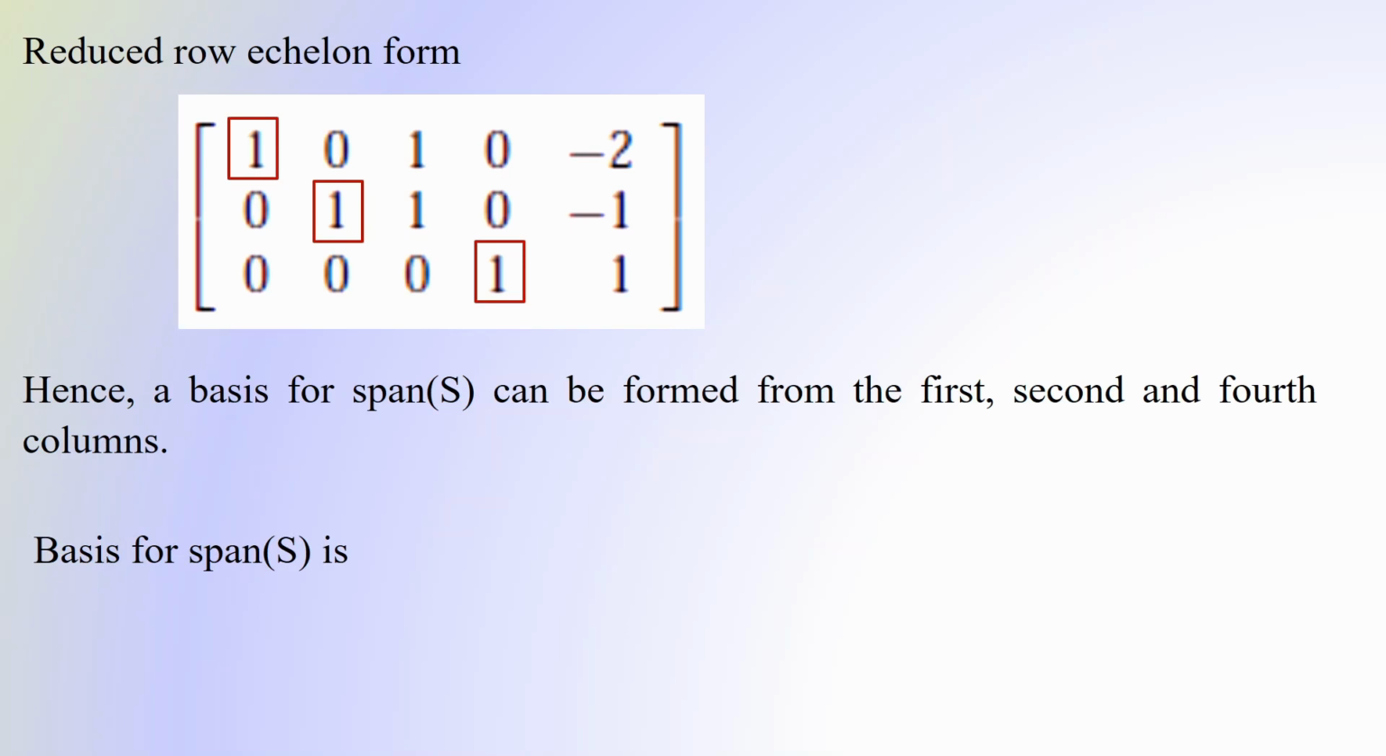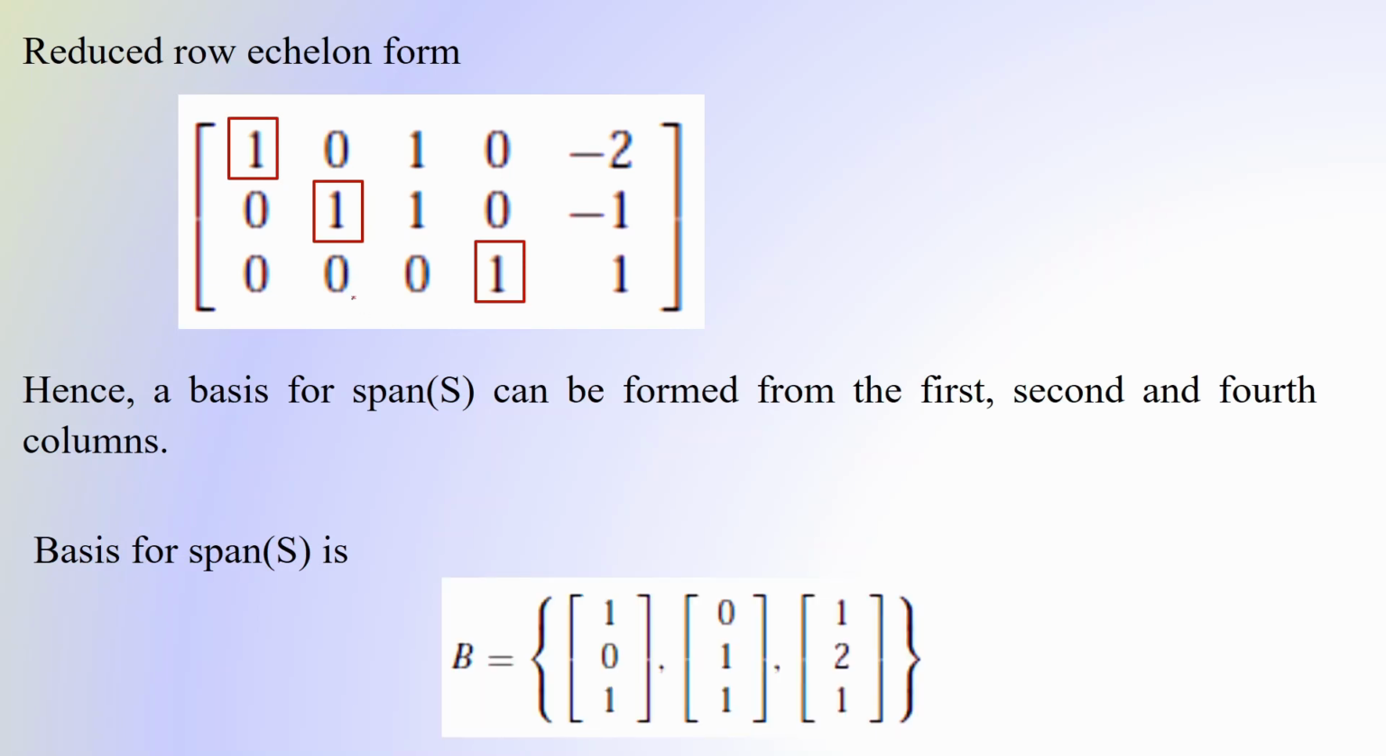The basis for span S is V1, V2, and V4. So the idea is you assemble all the vectors in a matrix as column vectors, reduce it into its row echelon form, and collect the columns which have the leading one in each row. Then they will be linearly independent and will form a basis for the span of S.